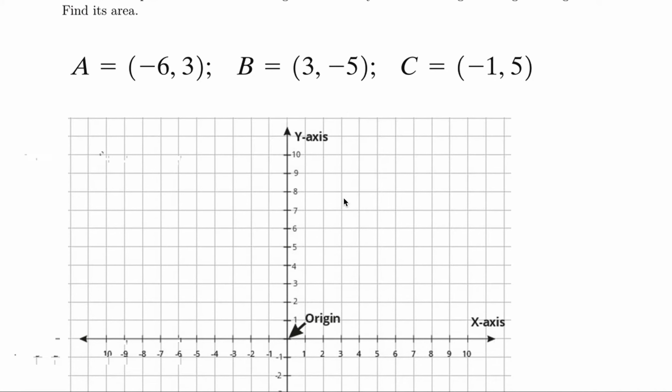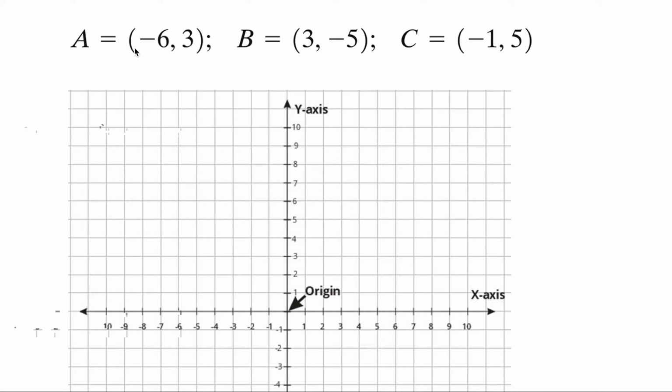So let's start with this example. It says A equals negative 6 comma 3, B equals 3 comma negative 5, and capital C equals negative 1 comma 5. So the first thing we're going to do is plot those points. So A, notice that negative 6 is on the x-axis. So right here, negative 6 is the value for x. And then for y, you have 3. So the coordinate is right here. This is capital A.